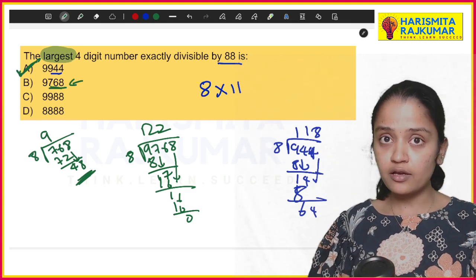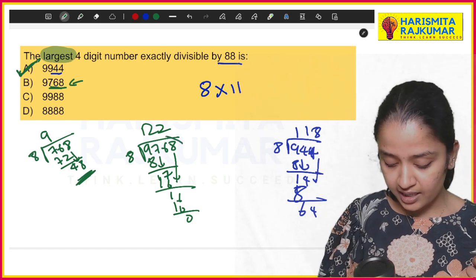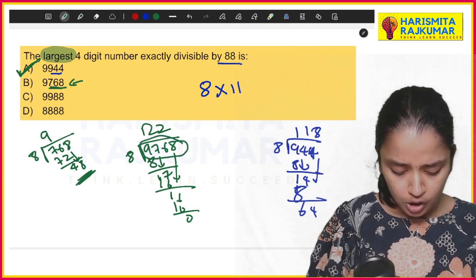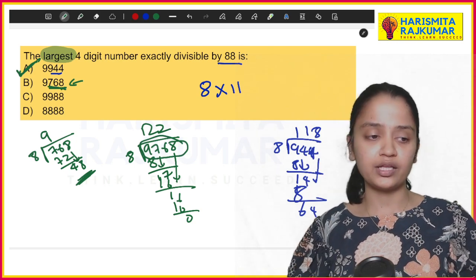Okay. So for checking this, instead of dividing by the whole number, you can just divide by these factors to get the answer.